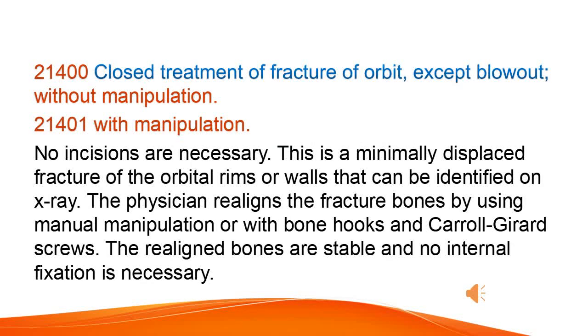Closed treatment of fracture of orbit, except blowout, without manipulation. With manipulation. No incisions are necessary. This is a minimally displaced fracture of the orbital rims or walls that can be identified on X-ray. The physician realigns the fracture bones by using manual manipulation or with bone hooks and Carroll-Girard screws. The realigned bones are stable and no internal fixation is necessary.